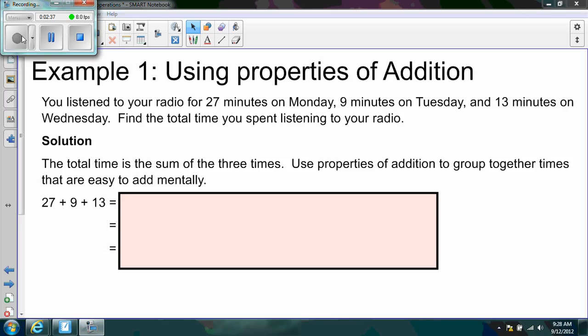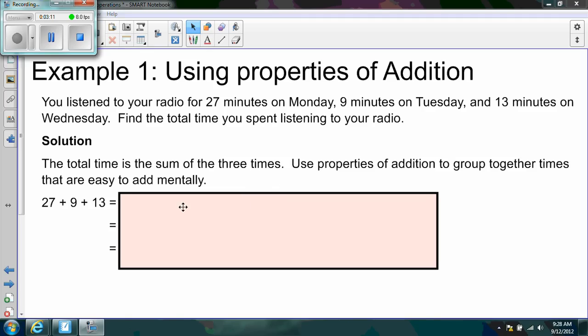So let's use a problem that uses the properties of addition. You listen to a radio for 27 minutes on Monday, 9 minutes on Tuesday, and 13 minutes on Wednesday. Find the total time you spent listening to the radio. So in this case, the total time is the sum of these 3 times. So if we add these 3 times together, we should be able to get the answer. Use the properties of addition to group together times so it's easy to add mentally. This helps with mental math. It's a lot easier to add things together that make sense.